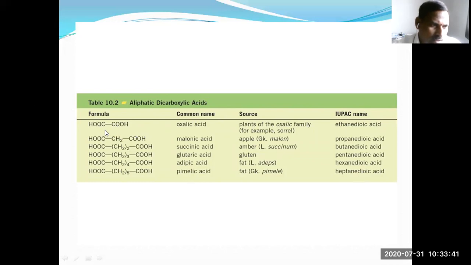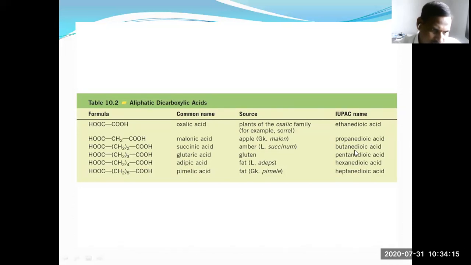So the common name is oxalic acid. IUPAC name is ethane dioic acid. So 2 carbons, alkane name is ethane. 2 carboxylic acids are present. That's why dioic acid. So ethane dioic acid. So this is malonic acid. IUPAC name is propane dioic acid.